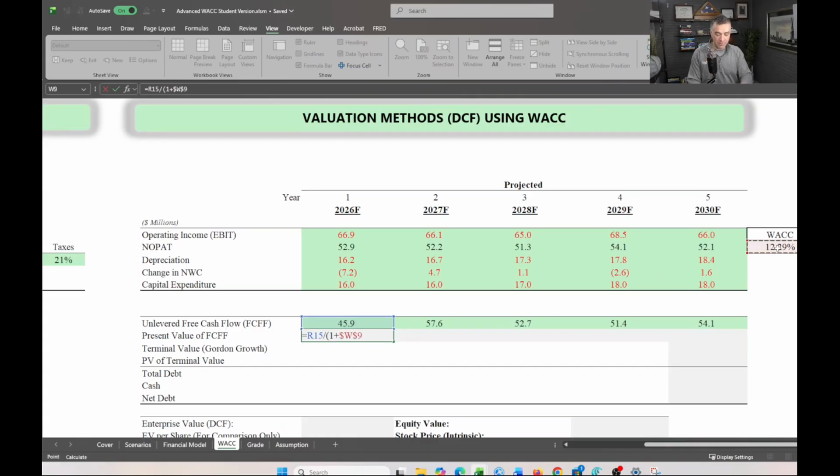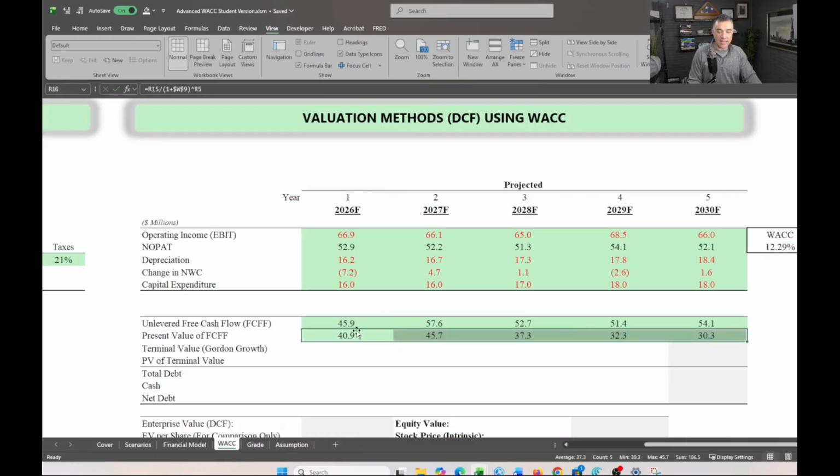I want to freeze that, put dollar signs on it. So when I drag it across, I want this to drag. I want the year to drag. So I'm going to go to the power of that. The only thing I do not want to drag over is the WACC. So once we do that, I'm going to hit Control R. That's the present value of the next 5 years.